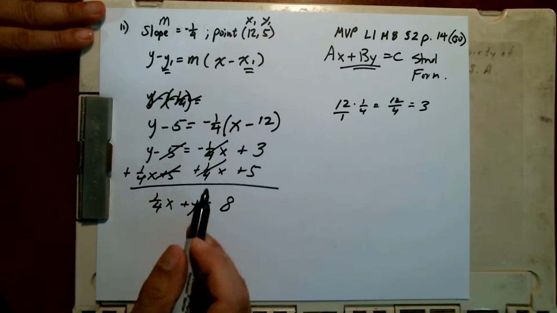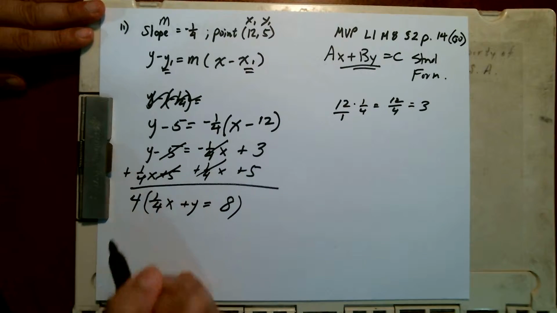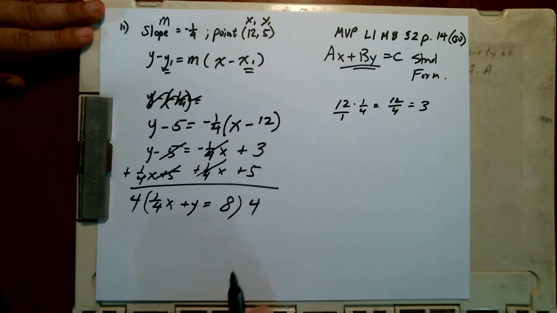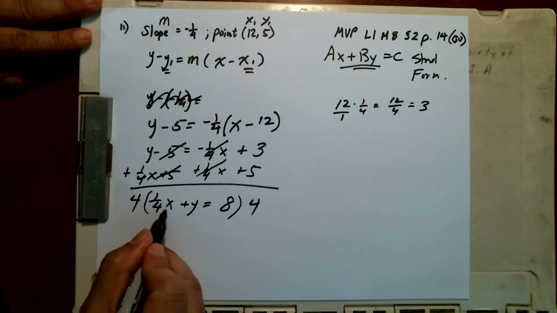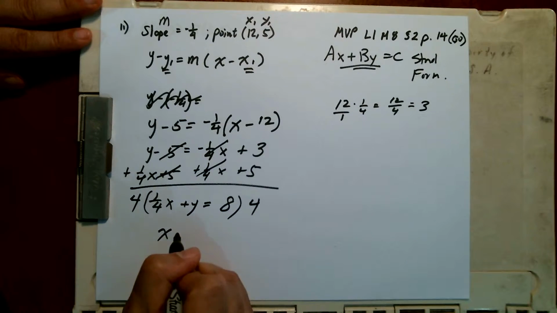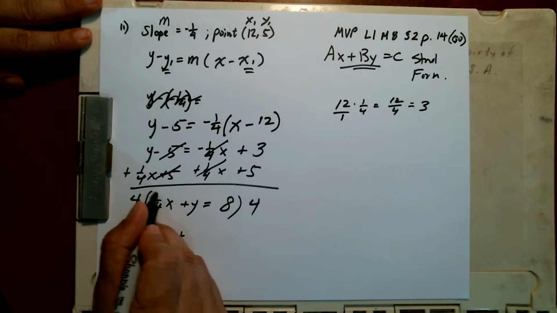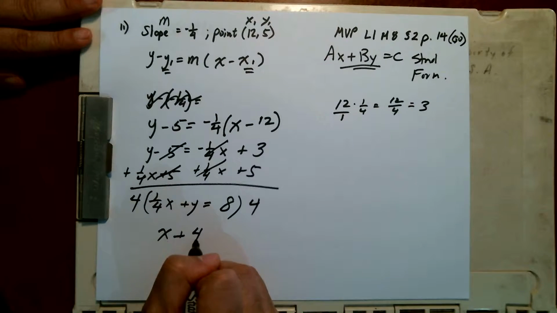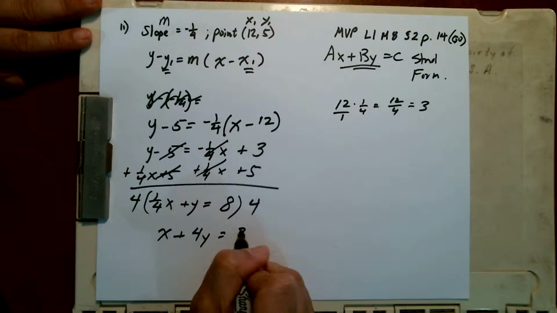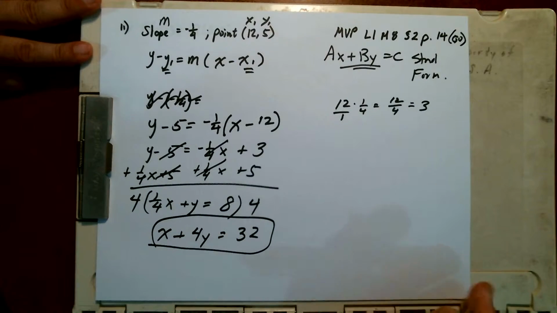So how do you get rid of that 4? We're going to multiply by 4 to the left side and to the right side. 4 times 1/4 is just 1x, plus 4 times y. You have to distribute everything. 4y equals 4 times 8 is 32. That's your answer for number 1.